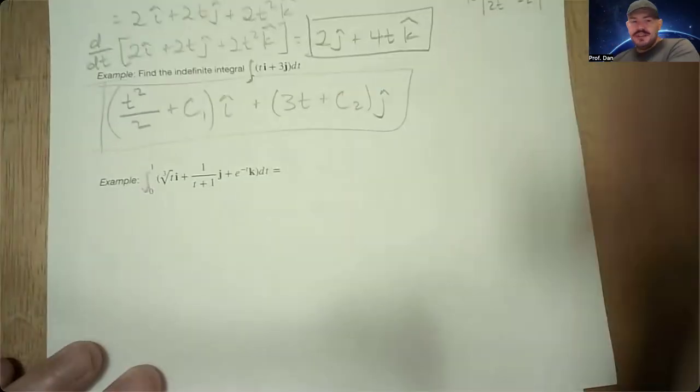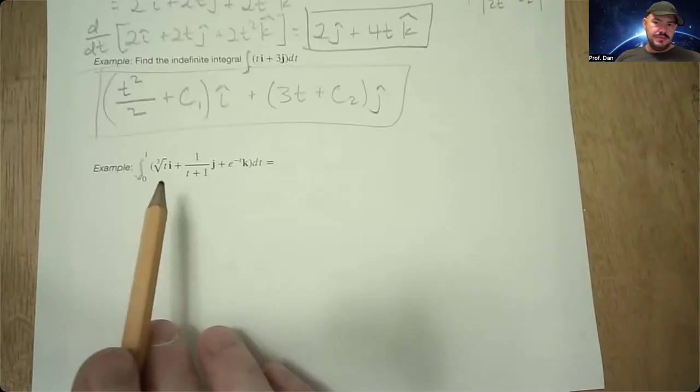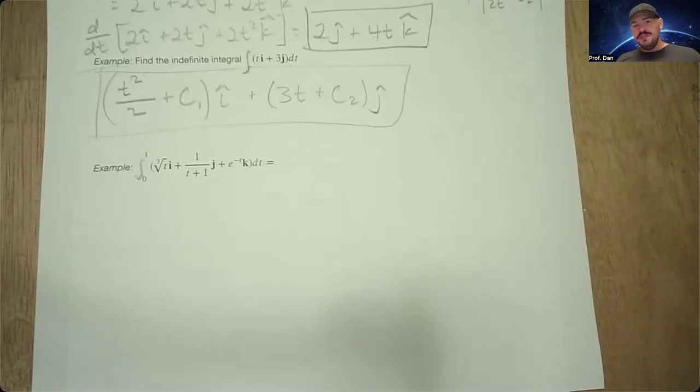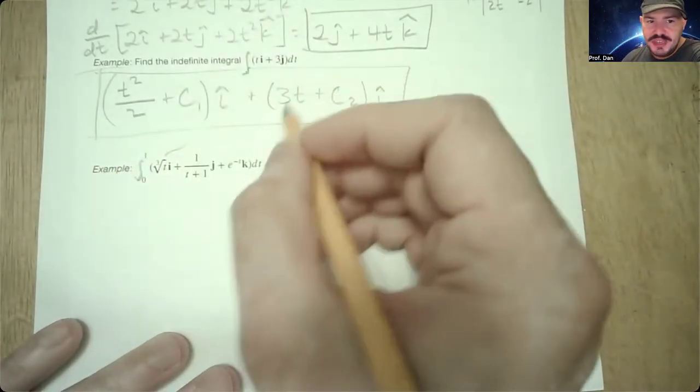Now looking at the next one, we'll do a definite integral. So remember how these work. First, you have to get your antiderivative, and then you're plugging in values for t. So first thing, this root t, or the cube root of t.